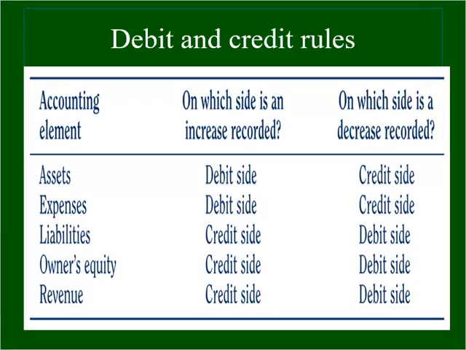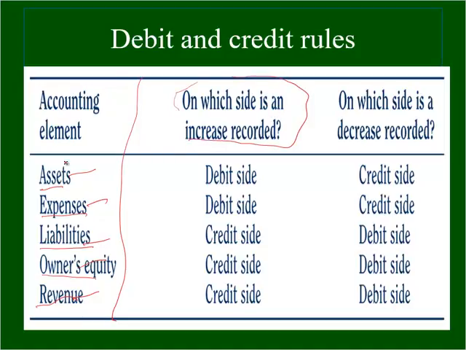Now let's quickly look at the basic things here. This one will serve as a principle. These are the accounting elements. Once you talk about accounting, you don't need to know more than this. This is what all accounting is about. It is either you talk about asset, expense, liability, owner's capital or equity, or revenue. So on which side is an increase recorded?